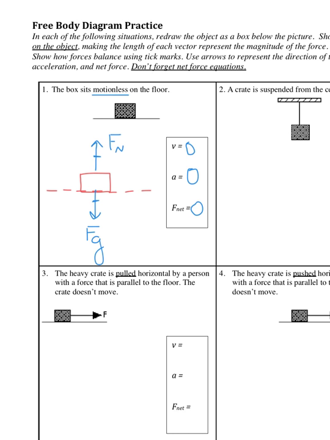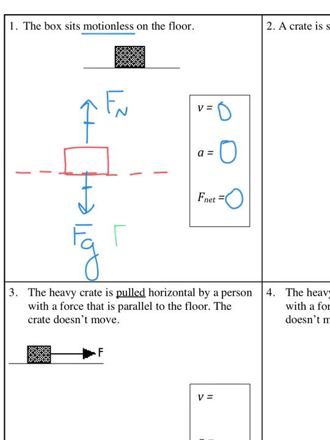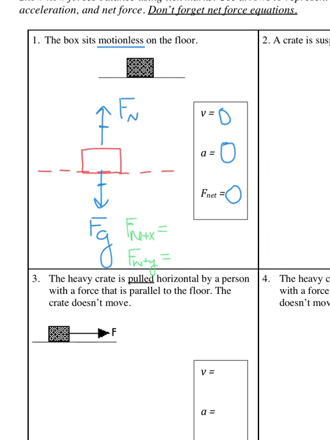The last thing we're going to do is write net force equations. So net force equations, we'll write F net X and F net Y. So what that means, again, is that is the sum of all the forces acting in the x direction. So horizontally, we have no forces acting right or left. So this is just 0. Vertically, we have 2 forces acting. So we've got the normal force and we have the gravity.